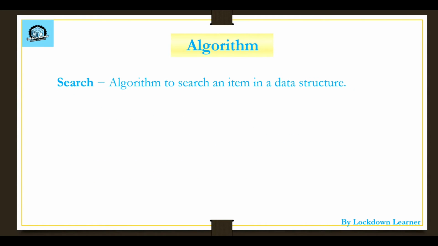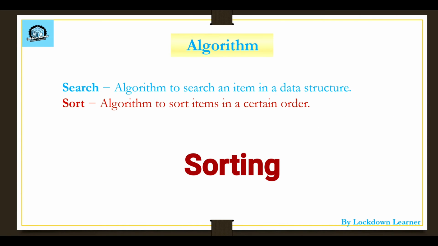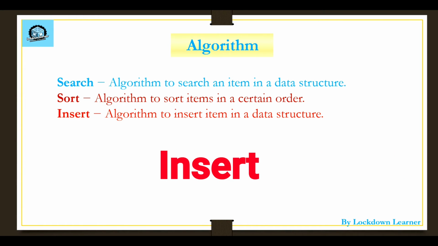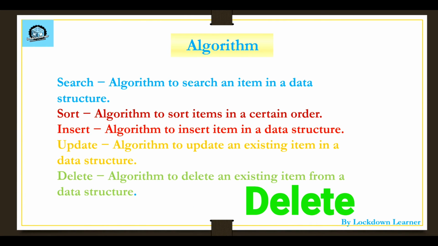Now some basic algorithms you have used if you know any programming language. Search algorithm to search an item in a data structure. Sort algorithm to sort items in a certain order. Insertion algorithm to insert an item in a data structure. Update algorithm to update an existing item in a data structure. And then we have the delete algorithm to delete an existing item from a data structure. You have used all these algorithms and we will be using them in future also.